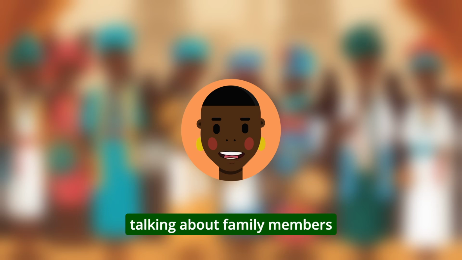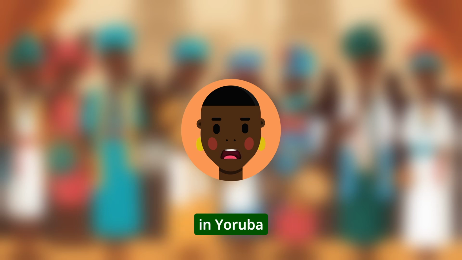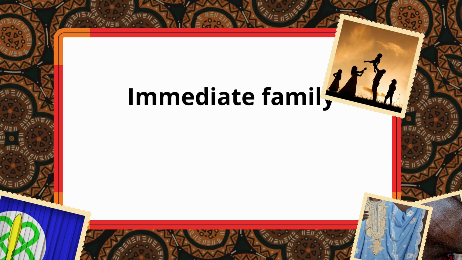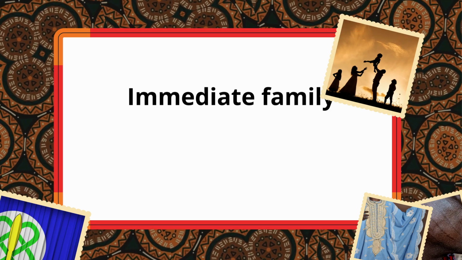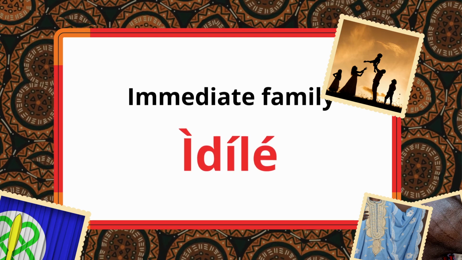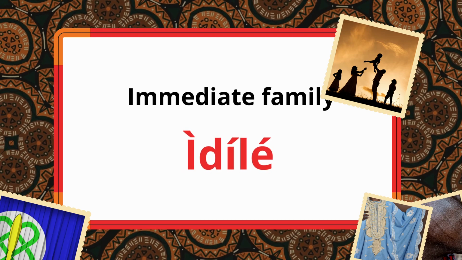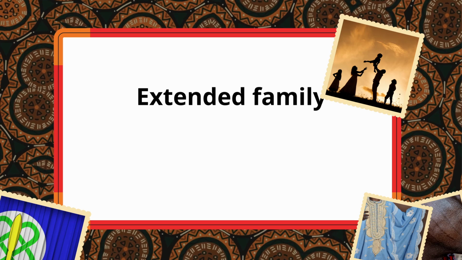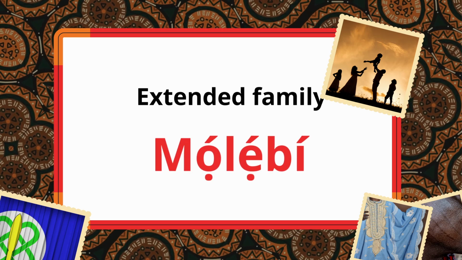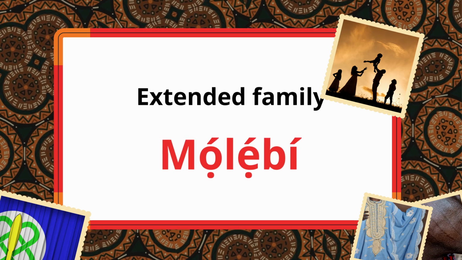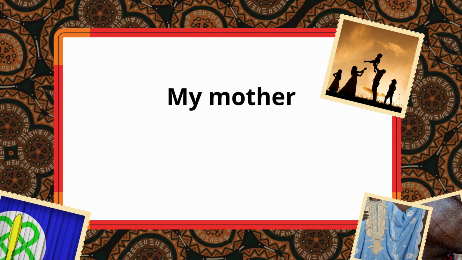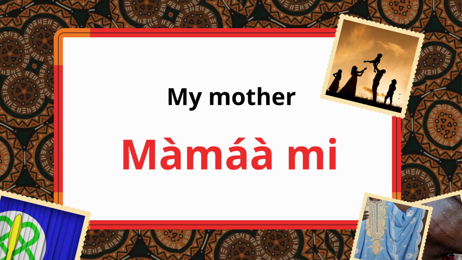So today we are going to be talking about family members in Yoruba. Àwọn ẹbí ní èdè Yorùbá, family members in Yoruba. The first one is, what is immediate family in Yoruba? If you want to say your immediate family in Yoruba, you say ìdílé. Immediate family is called ìdílé in Yoruba, while the extended family is called mọ̀lẹ́bí.